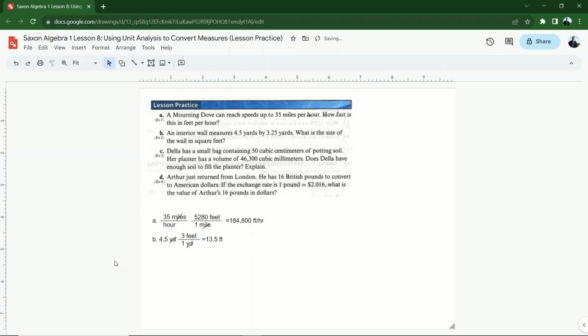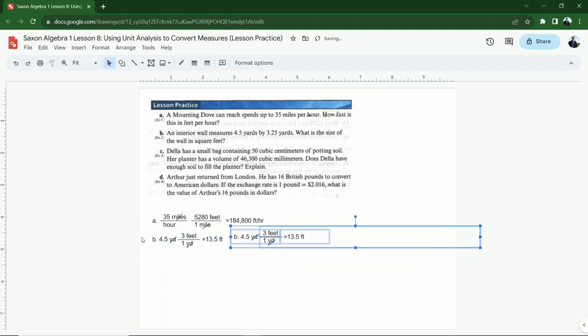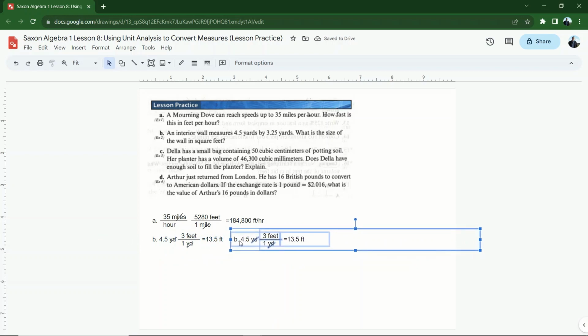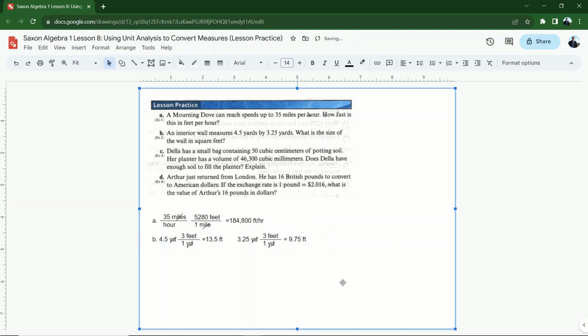I'm going to do the same thing with the other measure. Instead of 4.5 yards, the other measure is 3.25 yards. So let's do 3.25 yards times 3 feet per yard. And let's see, can I figure that one out in my head? It's going to be 9.75 feet. 3.25 times 3. All right, now I know how many feet this dimension is. I know how many feet this dimension is.